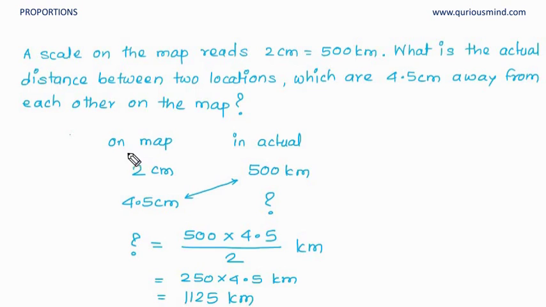So what we do is we write the similar things on one side, and the similar things on the other side. So on map things here, in actual things here. On map 2 centimeter is equal to 500 kilometers. Then on map 4.5 centimeter is equal to how much? There is a question mark. And we want to find the question mark. Then we multiply these diagonal terms and divide by the term which is diagonal to the question mark. And we get the answer.